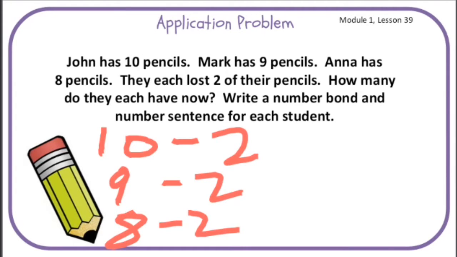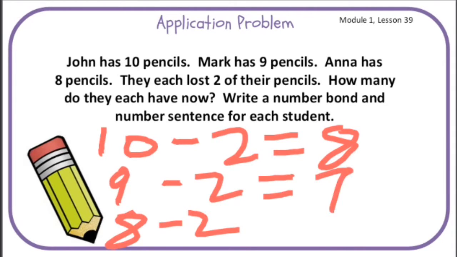Ready? So, I'm going to solve the first for John. 10 minus 2 will give us what? Can we count on 2, 3, 4, 5, 6, 7, 8, 9 and 10. So that gives us 8. Yes. So 10 minus 2 will give us 8. Then the next, 9 minus 2 will give us what? Let's count on 2, 3, 4, 5, 6, 7, 8, 9. And that is 7. Very good.